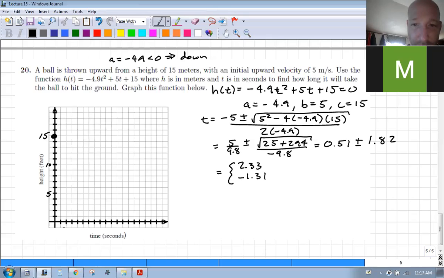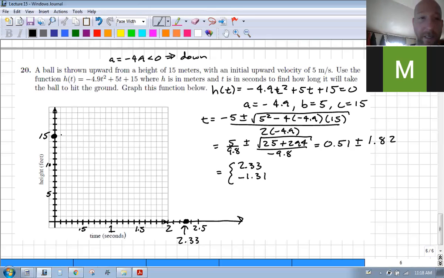So if we go over here, 2.33, let's just stretch this out. Let's say 1, 2, 3, 4. Let's say this is 0.5, which would make this 1, 1.5. Make this 2. 1, 2, 3, 4. This would be 2.5. So 2.33 would be 1, 2, right about here. 2.33.